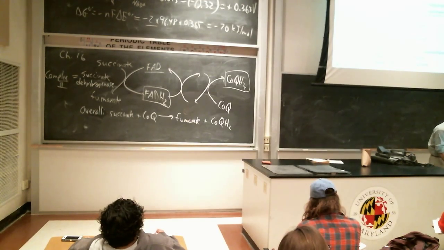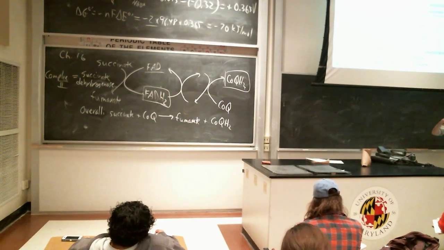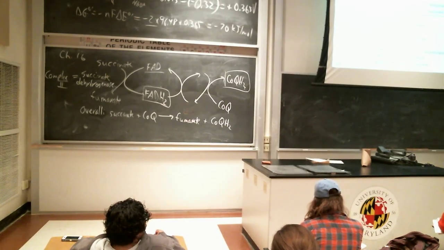So back to this, yes. Would you consider complex 2 to more be a part of the citric acid cycle rather than oxidative? I think the answer is that the two are very tightly connected. Once those electrons are taken from succinate, they're going to be given to coenzyme Q.